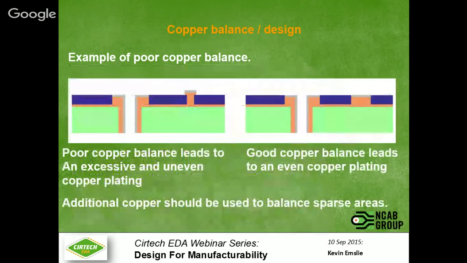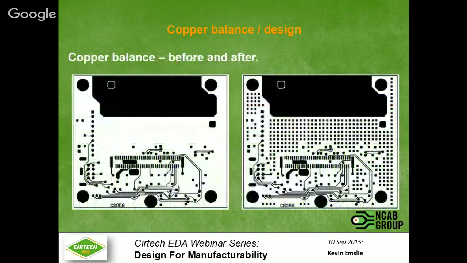So poor copper balance leads to excessive and uneven copper plating, as in the image on the left-hand side, and good copper balance leads to an even copper plating. Additional copper should sometimes be used to balance the sparse areas. As you can see in the image on the left, there's a fair imbalance of copper, and there's a lot of open space. On the image on the right, what has been used is copper thieving to balance out the copper area and drastically improve the copper plating process.